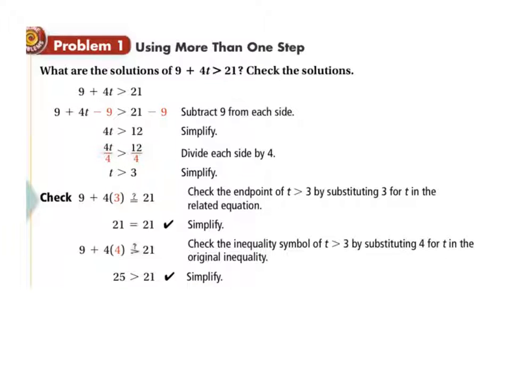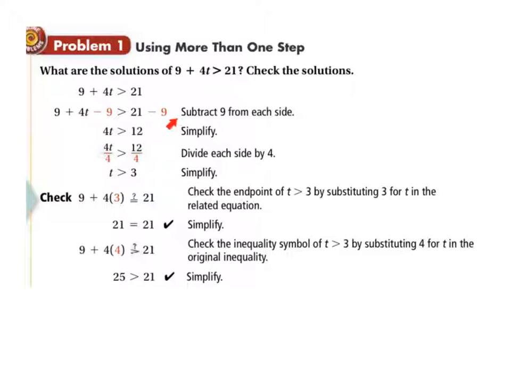Okay, so we start out with this problem right here. We have 9 plus 4t is greater than 21. Thinking in advance here, what are you going to have to do? Well, you look in front of that 9. It's positive, so you're going to subtract the 9, right? Then you see the coefficient of 4 in front of the t. So you know you're going to end up dividing that off at some point. So let's get to it.